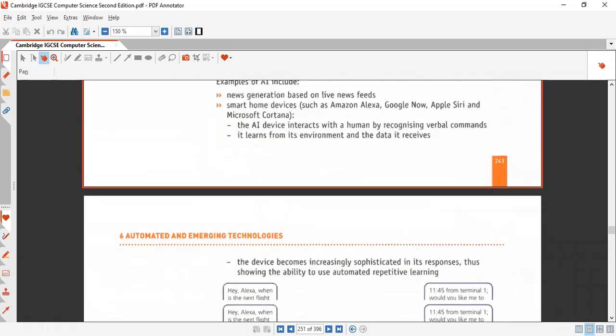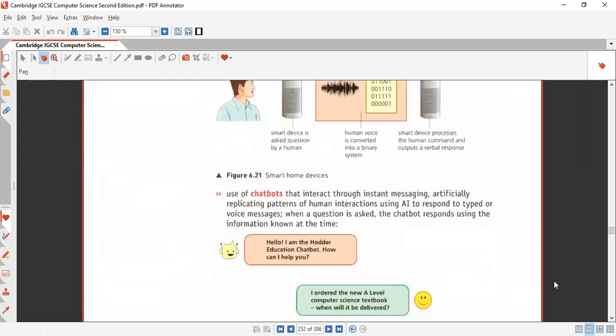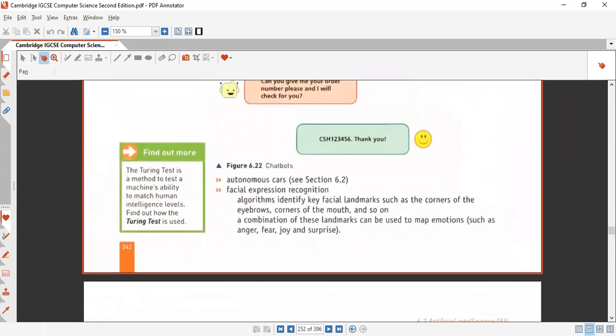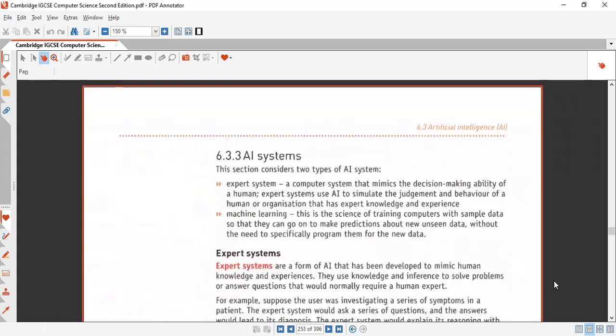Now, examples of AI. They have given us multiple examples of where AI is utilized. It is utilized in chatbots, in your GPS systems, and in autonomous or automated pilot systems, ship management systems, and all these things.